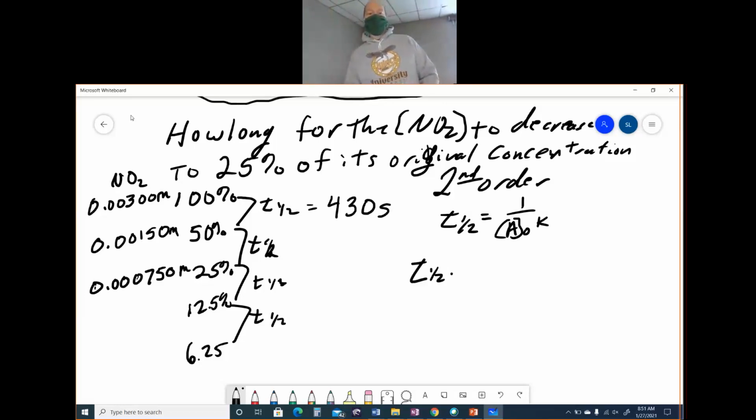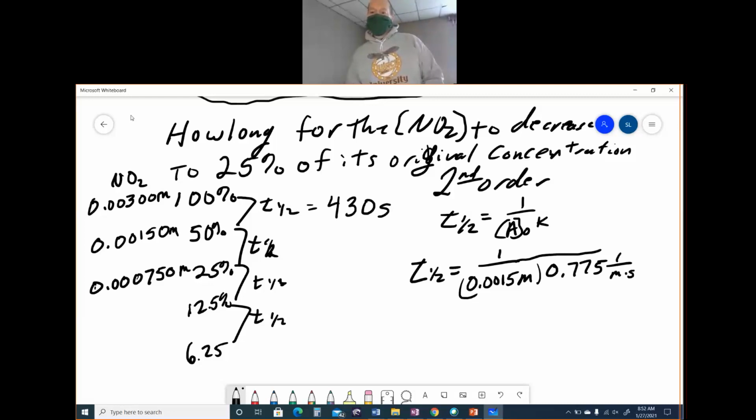Now we see that when we're going from 50% down to 25%, our initial concentration is no longer 0.003. It is 0.0015. So now we're putting in 0.0015 when we're going from our 50% down to 25%. K is a constant. It's not going to change unless you change the temperature. And it is 0.775, 1 over molarity times seconds. So again, the molarities cancel. You have 1 over seconds in the denominator. Invert, multiply. Your units are seconds. And you get 860 seconds. Because when you do half-life, it is going to double each time.